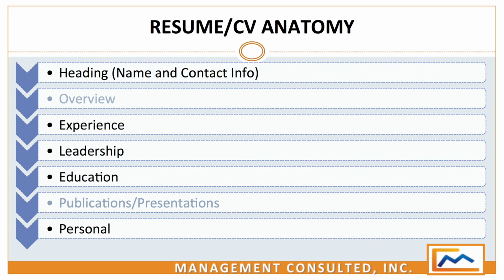So these are the 7 key areas that are focused on how to build the format and the structure of the story of your resume. Again, starting with the heading, going to overview if applicable, your experience, leadership, education, presentations and publications if applicable, and then finally your personal section.